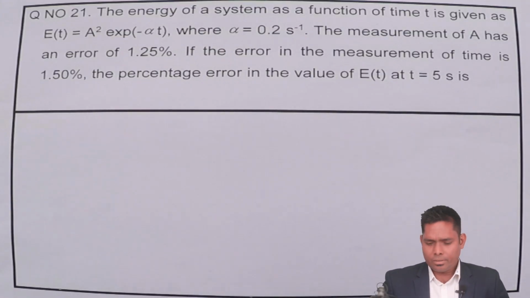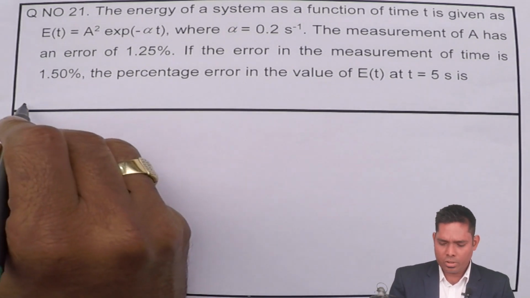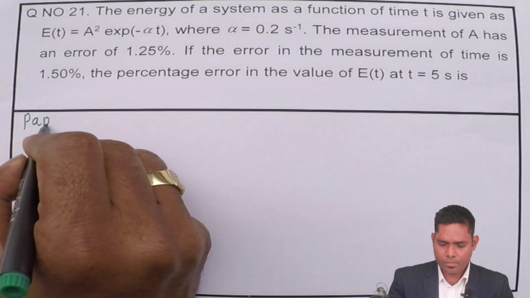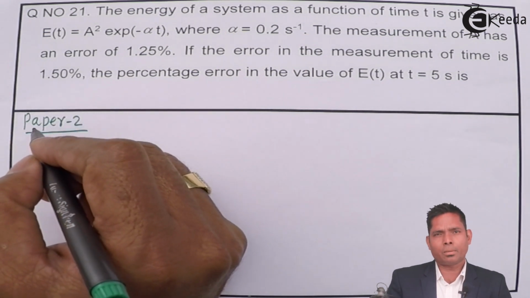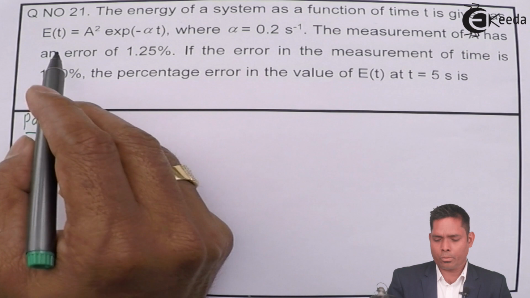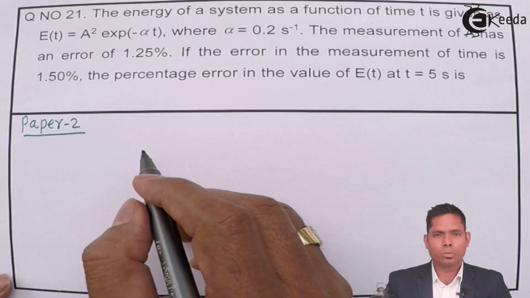Hello students, let us solve this paper 2. Paper 2 starts from here. In your exam, you will get question numbers 1, 2 like that. Here we have taken this as 21. This is the first question of paper 2, 2015.